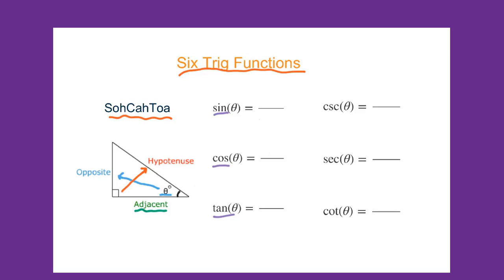For sine theta, that's the opposite over hypotenuse. For cosine theta, that's the adjacent over hypotenuse. For tangent, that's opposite over adjacent.